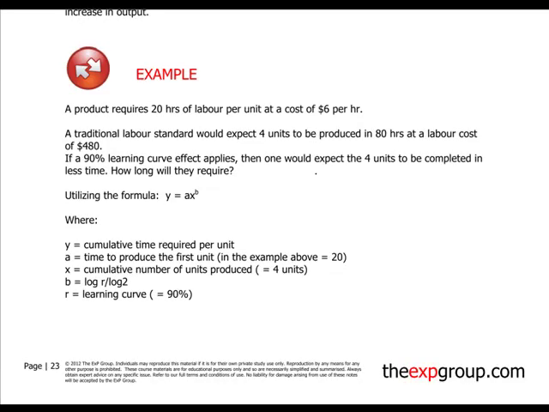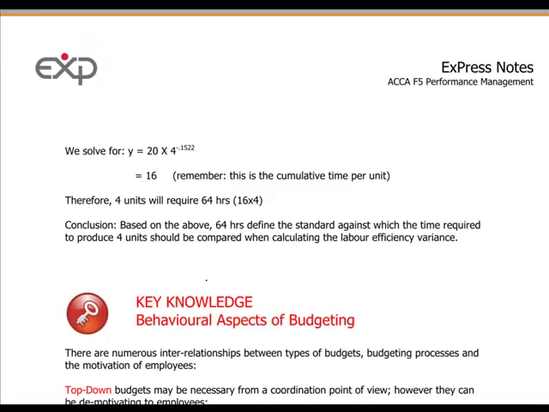So remember the formula, it's given to you in the exam. Cumulative time required per unit is Y. Time to produce the first unit is A, that's 20 in our example. Cumulative number of units produced is B, which is 4 in our example. For this one you need a scientific calculator, and R is the learning curve, that is 90% that you'll use here, and that will be the logarithm of 0.9 divided by the logarithm of 2.